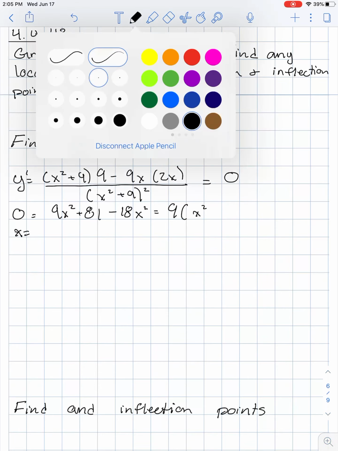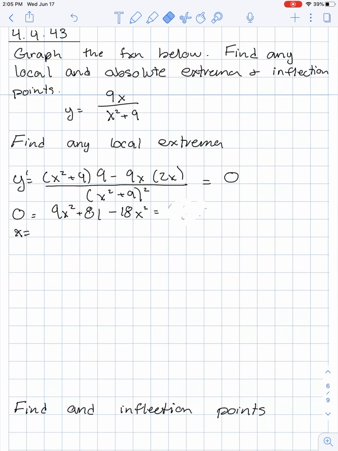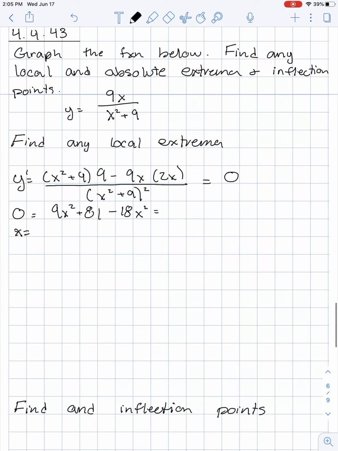Okay, cool, yeah. So this makes so much more sense. 9 minus 18. So negative 9x squared plus 81. Oh, yeah. There we go. This is so much better. Okay. My apologies for the brain fart.